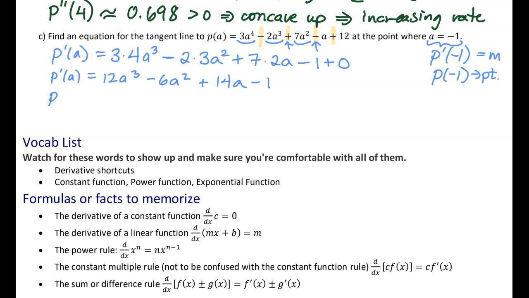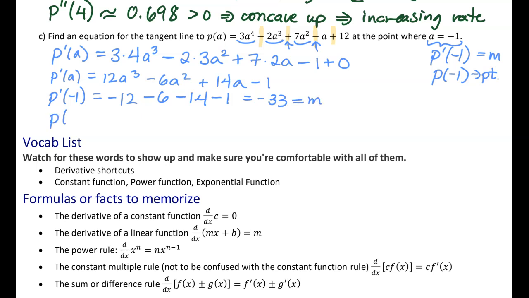Okay, so I need p prime of negative 1, which is going to be 12 times negative 1 cubed is negative 1. So it's going to be negative 12 minus 6 times negative 1 squared, which is 1, plus 14 times negative 1, so negative 14, and then minus 1. What do I see there? Negative 20. I think I see a negative 33. And that is my slope.